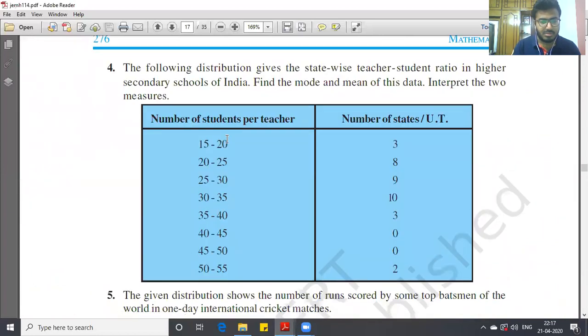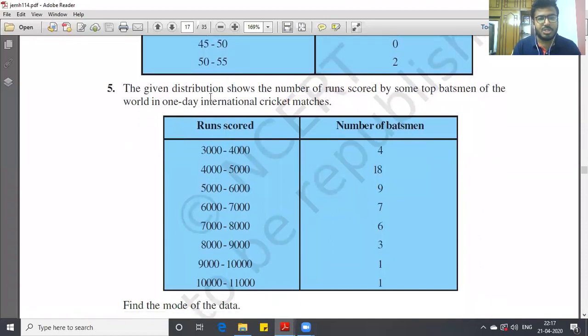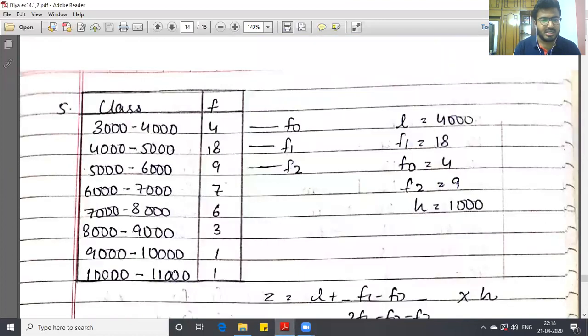Suppose it is easy. The given distribution shows the number of runs scored by some top batsmen of the world in one-day international cricket matches. 3,000 to 4,000, how many batsmen? 4. 10,000 to 11,000, that is 1. I know one name, that is Sachin Tendulkar. So these are the scores and these are the batsmen, how much they have scored. You have to find the mode of the data. It's easy. In this you directly have to see which one has the highest frequency.